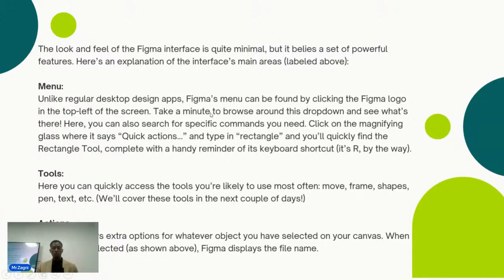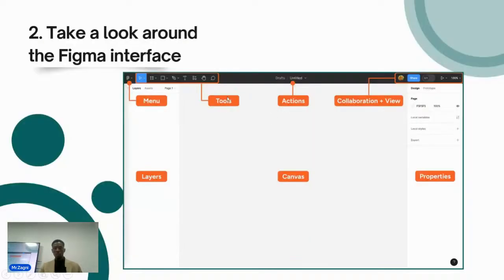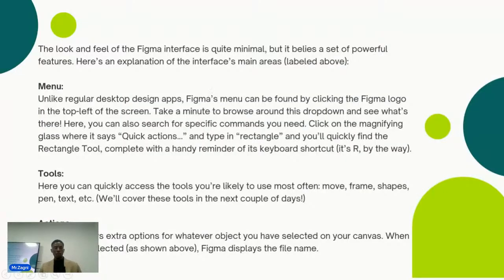All right, so Figma's menu can be found by clicking the Figma logo in the top left of the screen. Take a minute to browse around the dropdowns and see what's here. Here you can also search for specific commands you need. Click on the magnifying glass. There are a lot of tools here. I spoke about tools, which is also here. You can quickly access tools you're likely to use most often: the move, the frame, the shapes, the pen, etc.